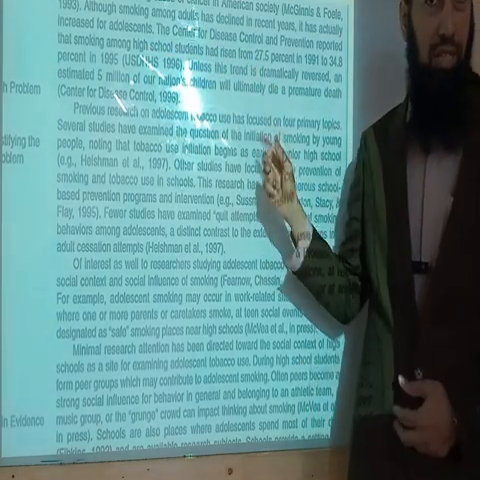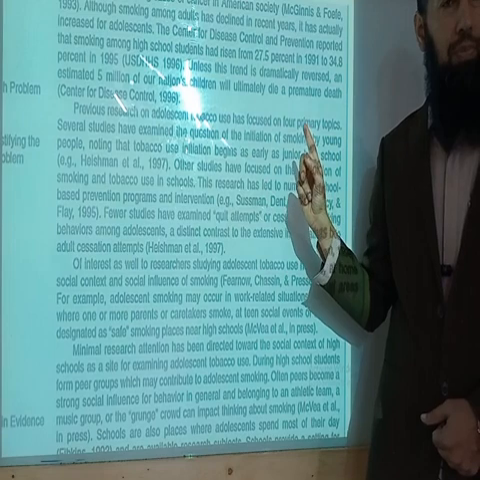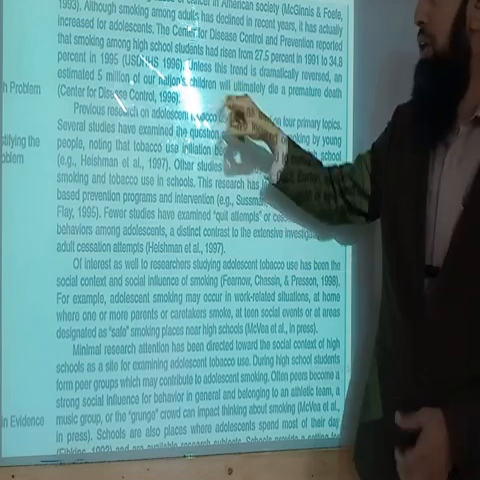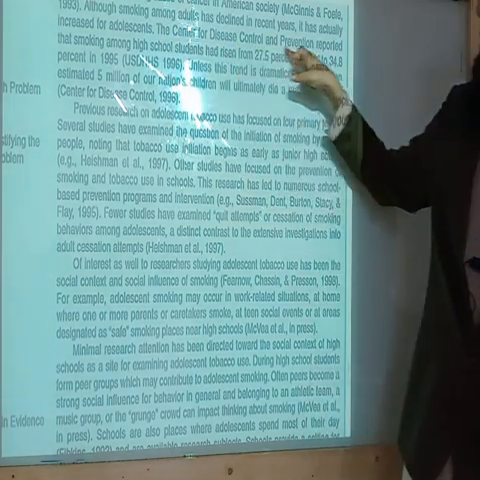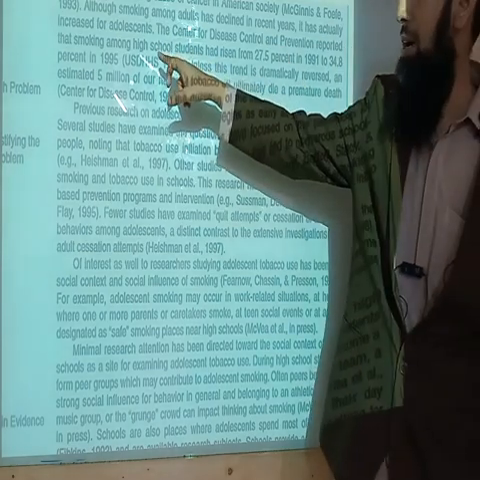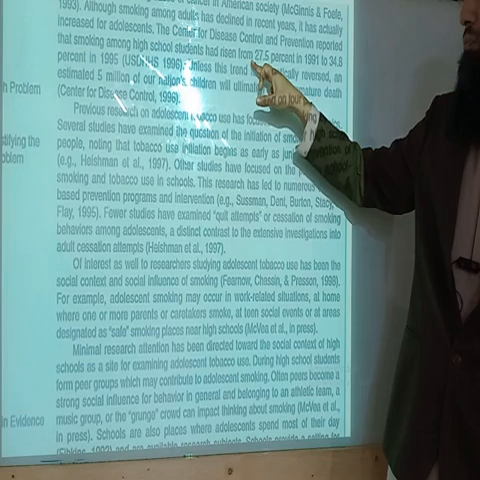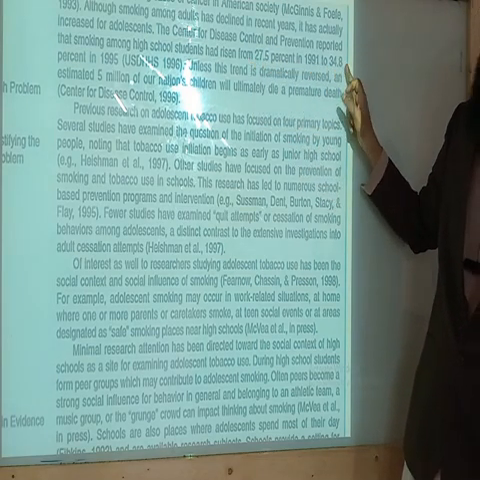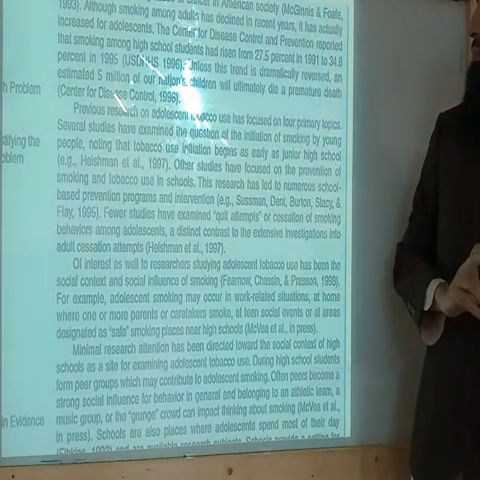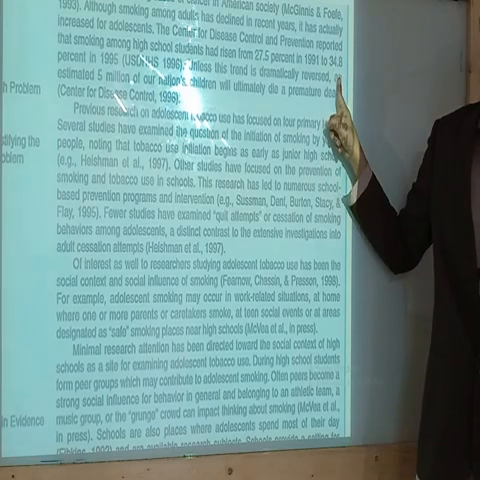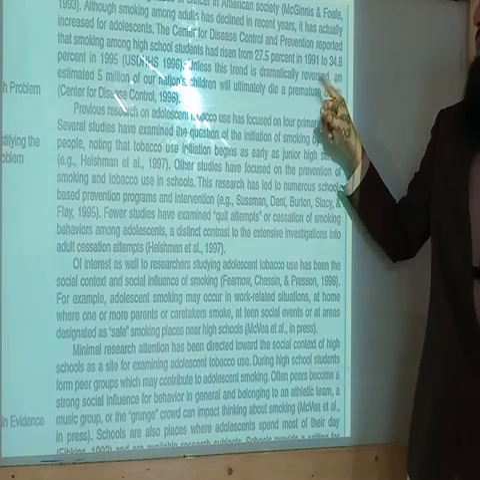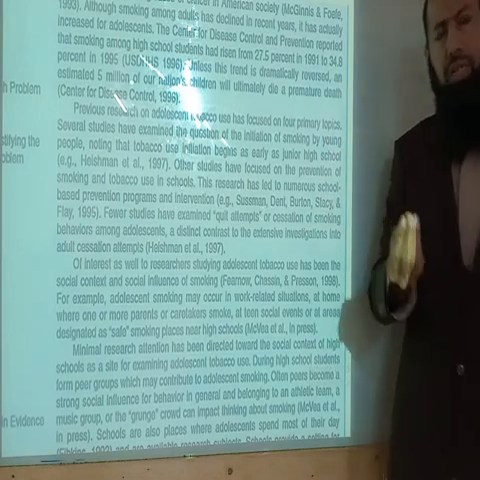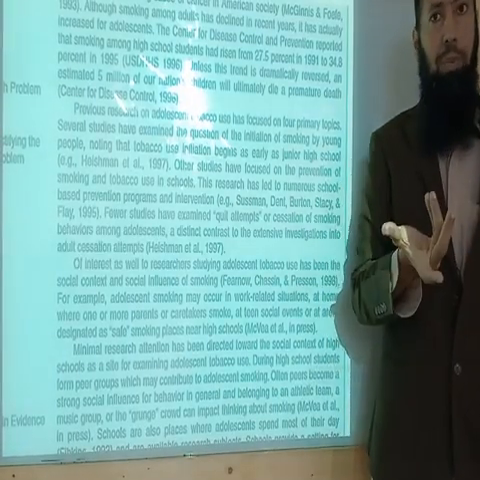Again, it is complementing my point. Adolescents. The Center for Disease Control and Prevention reported that smoking among high school students had risen from 27.5% in 1991 to 34.8% in 1995. You see, there is a great increase. 7%, almost. This is very big. In a few years, it is 7%. It's a very huge number.